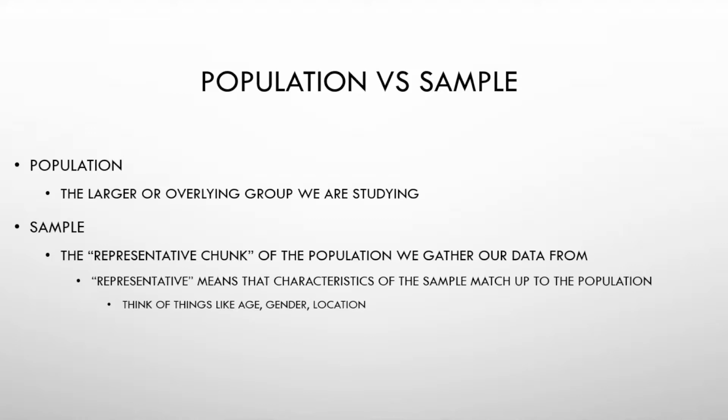Chunk is just my version of saying group, portion. I just think chunk sticks in your head better, so I use that one. But representative is the big one here. What that means is that the characteristics of the sample match up to the population. So again, going with examples here, age, gender, location, whatever variables you want to match up with, you want to make sure that your sample looks like the population.